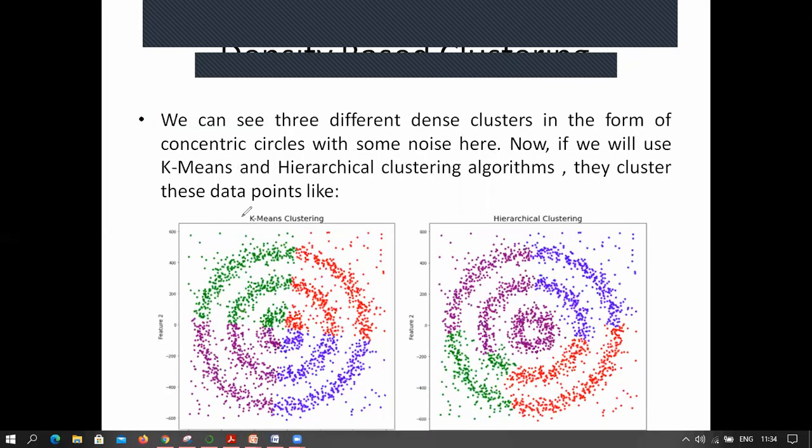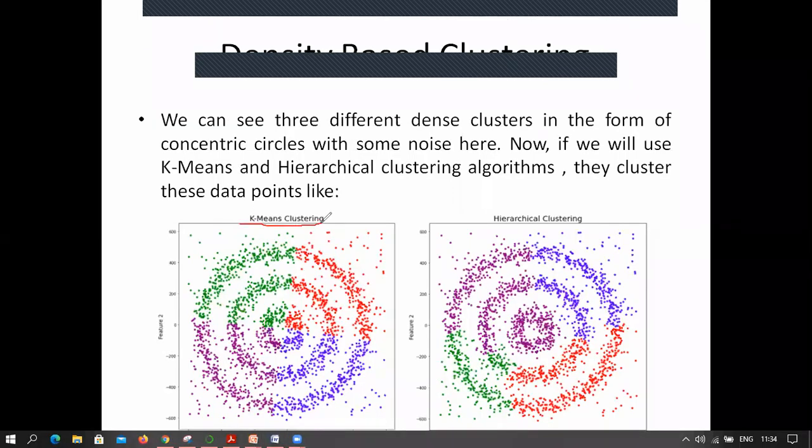In case of k-means, this is the output of k-means clustering. So which clusters are you getting? Actually, there were 3 clusters, but according to k-means, there are 4 clusters. One cluster is actually being represented by this one. K-means is saying that this is your first cluster. The blue one is your second cluster. The green one is your third one. And it is also showing the fourth one.